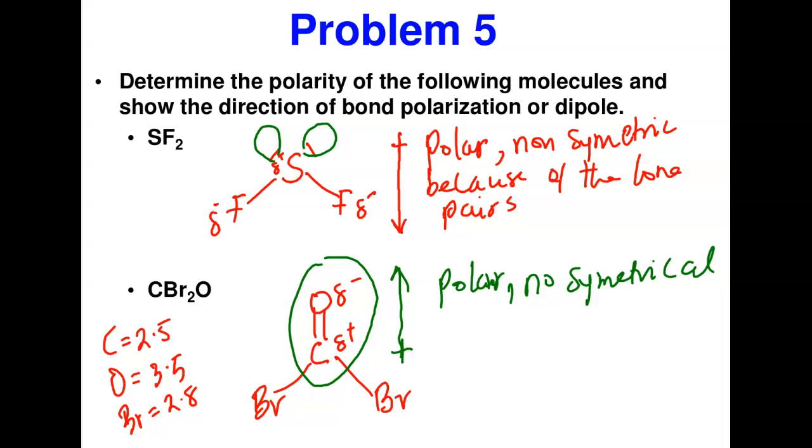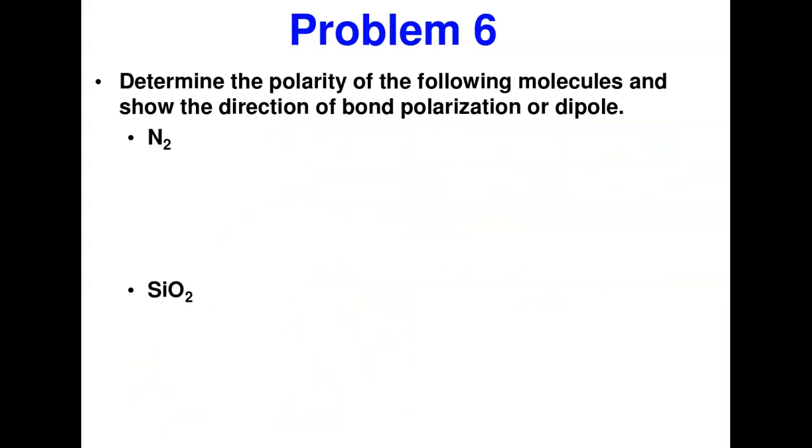We move to the next problem. It says, determine the polarity of the following molecules and show the direction of bond polarization. Again, we look at it. This is a nitrogen molecule. Remember what I told you? Nitrogen usually has 3 bonds in its Lewis structure, but in this case it doesn't matter. You don't have to consider it. This is how a nitrogen looks. Individually, the nitrogen atom has a very high electronegativity, so it's 3.0.